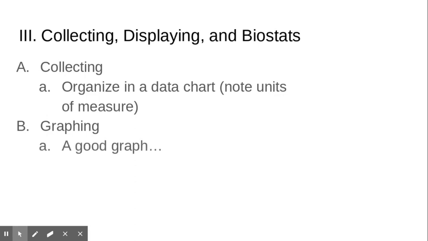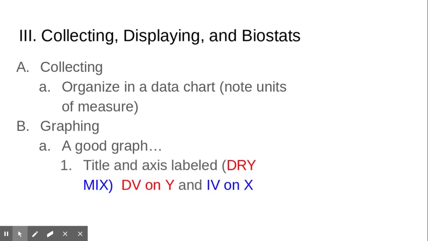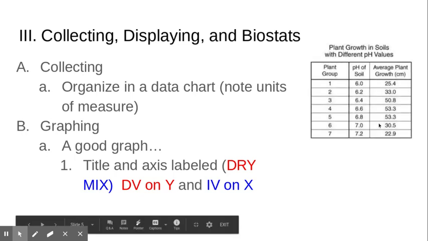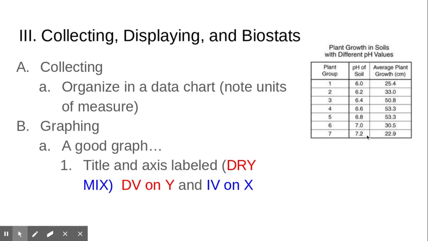A good graph has lots of different elements. The first is a title and both axes, the Y and the X axes, labeled. And so I'll get into explaining that DRY MIX thing in just a second. Let's look at my chart for point A. Notice this data has been organized into a chart, and we have captured the units of measure right here, centimeters. So make sure you always have units, even in your data chart.